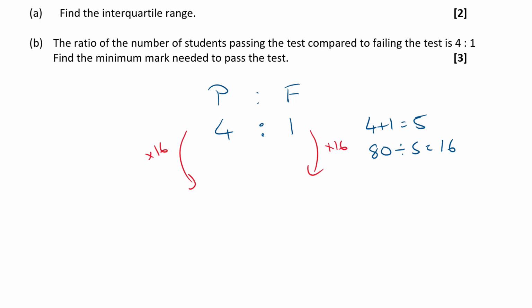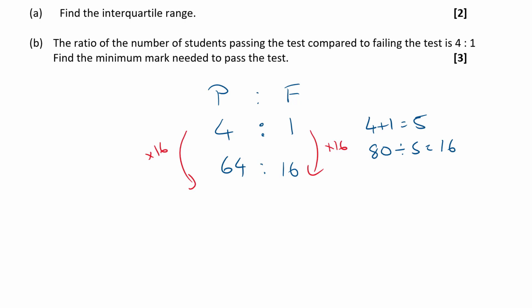Okay, so 1 16, that's pretty easy, it's 16. 4 16s, double and double again, 16, 32, 64. So it's 64 to 16. So that means 64 students passed and 16 failed. So what must be the minimum mark needed to pass the test?